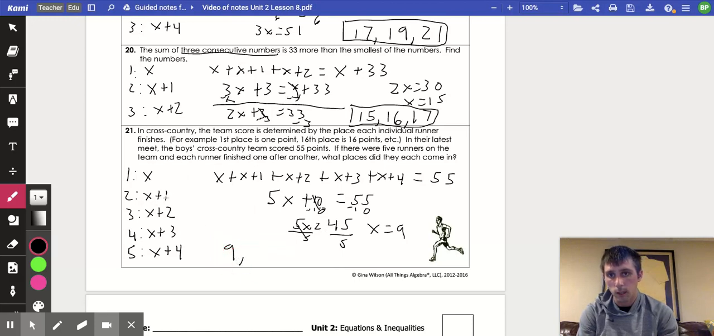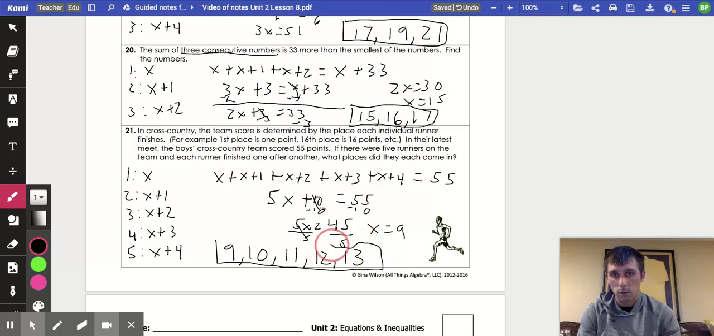What did the next one get? 9 plus 1 is 10. 9 plus 2 is 11. 9 plus 3 is 12. And 9 plus 4 is 13. And that's the places that they finished.